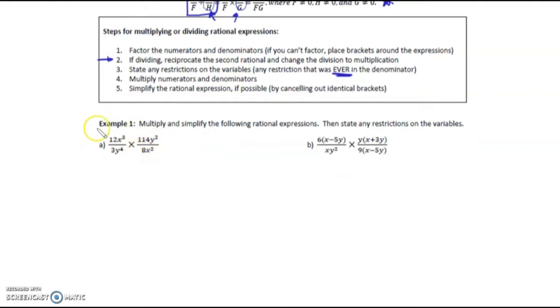Okay, so let's go ahead with example 1. So this is multiplication, so let's just simply multiply across. What's 12 times 114? Well, it's 1368. X cubed times, oh, there's no x's here, so just x cubed. And then there's a y squared in the top. Now what's 3 times 8? I get 24. Then we have an x squared and a y to the 4.